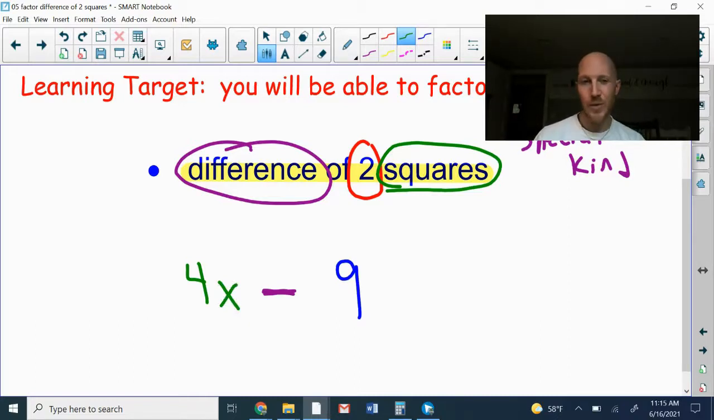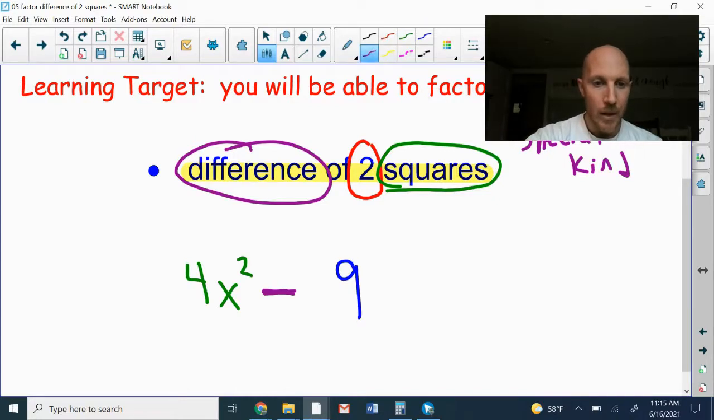But the problem with this is 4 is a square number, but x is not. I don't know what x is. Maybe it is, maybe it's not. But in order to guarantee that the x term is actually a square number, I can't just have 4x. It's going to have to be 4x to the power of 2. So I already know that the 4, the coefficient part, that's a perfect square. And now whatever number x represents, it is squared, because that's the way the polynomial is created.